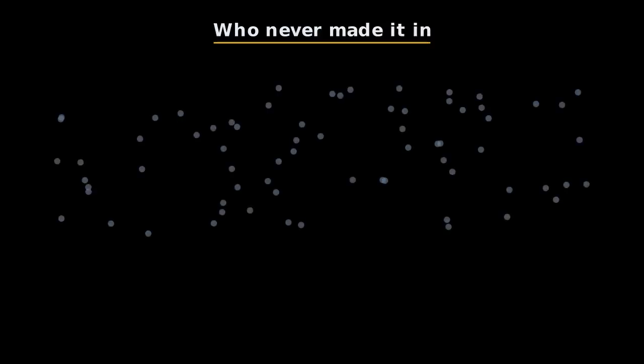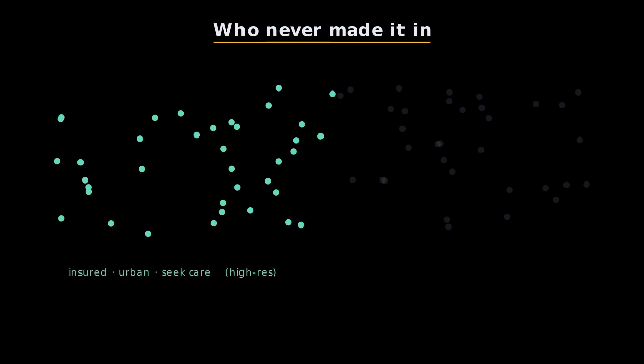But the most dangerous blind spot isn't in the data. It's in who never made it into the data at all. A dataset only sees the people who touch the system, and who touch it in a way that gets recorded. So the insured, the urban, the people who regularly seek care are captured in high resolution. And the uninsured, the rural, the people who avoid the system or can't reach it, fade toward invisible.